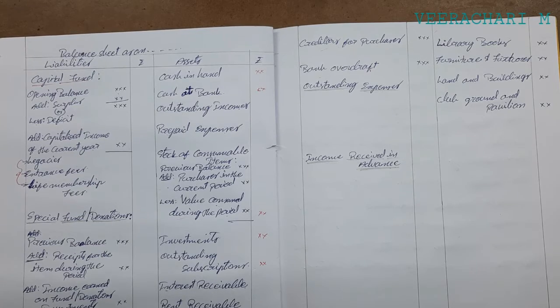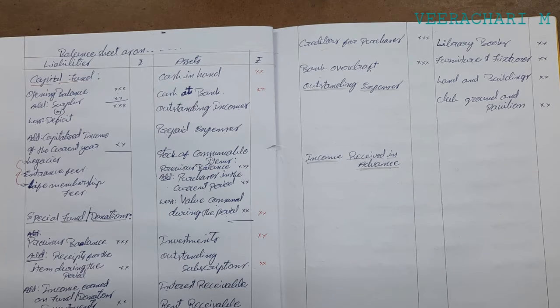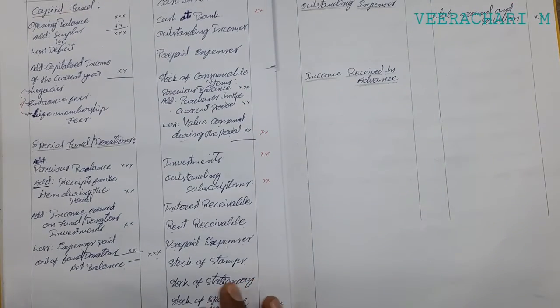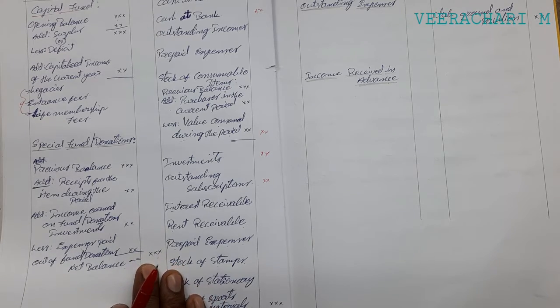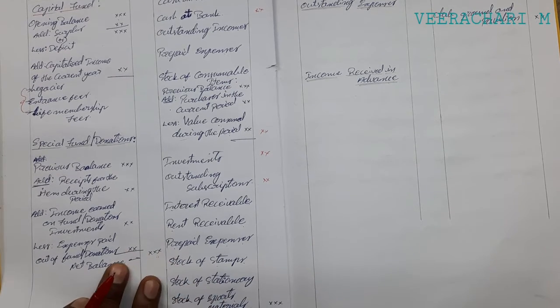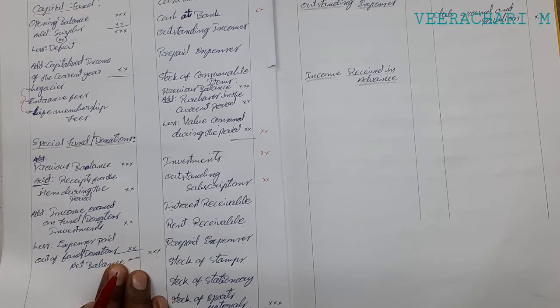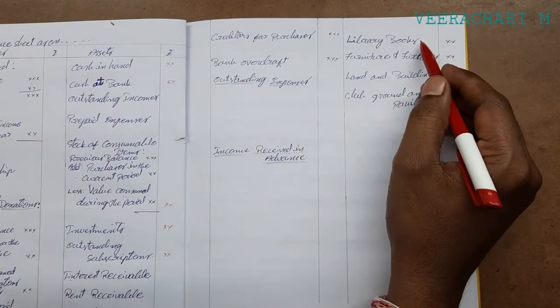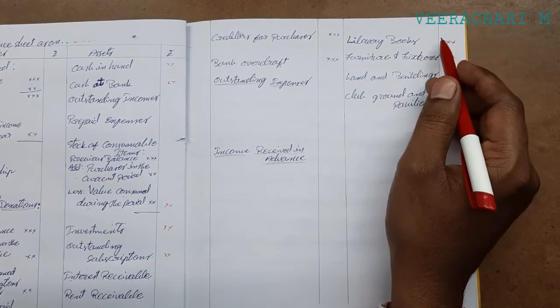Next, stock of stamps, the closing stock of stamps at the end of the year, we should write under the asset side. Next, stock of stationery. Next, stock of sports materials. At the end of the year, whatever the value of the sports material stock is, we write under the asset side. In the same way, the book values at the end of the year also we write under the asset side.